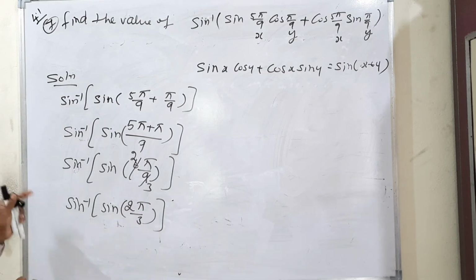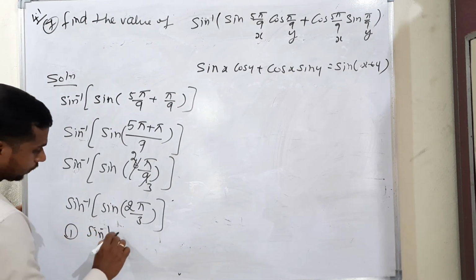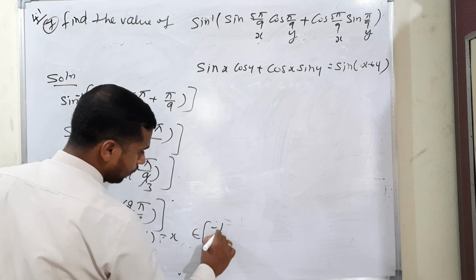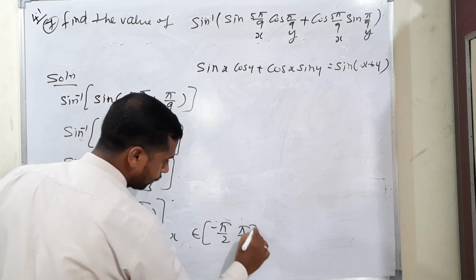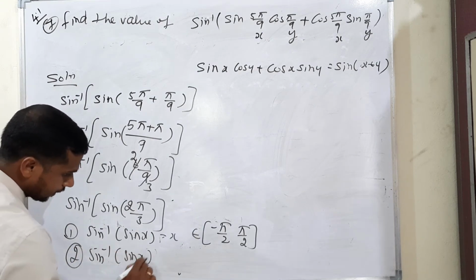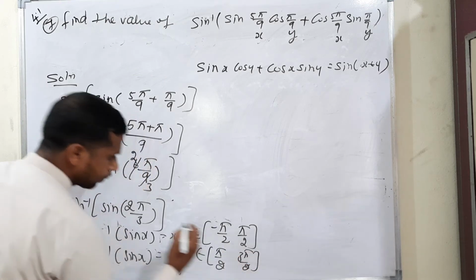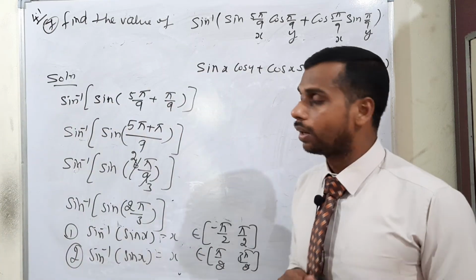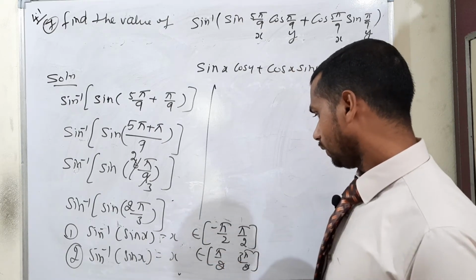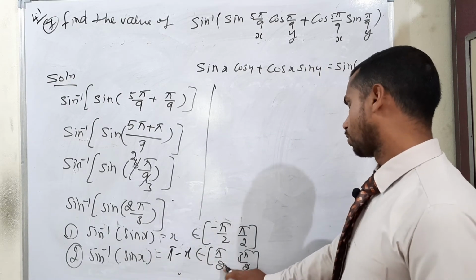So for sine inverse of sine x, we have two different properties. Property number 1: sine inverse of sin x is equal to x when x belongs to negative pi by 2 to positive pi by 2. Second case: sin inverse of sin x is equal to x when x belongs to positive pi by 2 to 3 pi by 2. So I will do it two ways, you can prefer whichever is easy for you. The first concept: sin inverse sin x is equal to pi minus x, when x belongs to pi by 2 to 3 pi by 2.